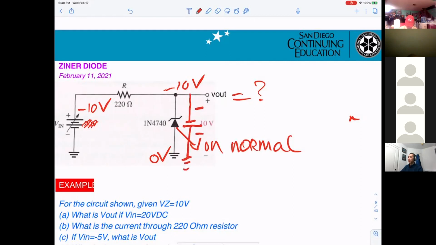Negative, positive, the value 0.7. Okay, so the output will be equal to minus... that is the answer.